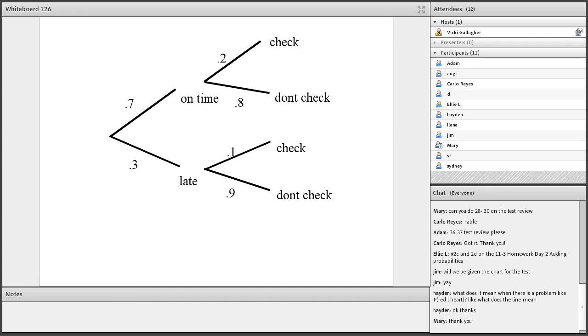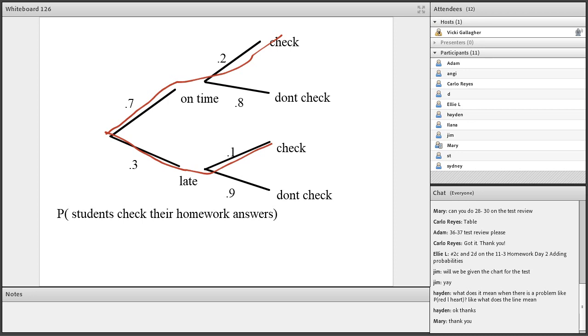And then from there, you can answer the questions. So our first question says, what is the probability that students check their homework answers? Now, that one's a little bit tricky because there are two different pathways that we can go through to see if people check their answers. So our first pathway is a student did their homework on time and they checked their answer. And then our second pathway is a student did their homework late and they checked their answer. And so since there's two different pathways, we're going to have to do a little bit of work.